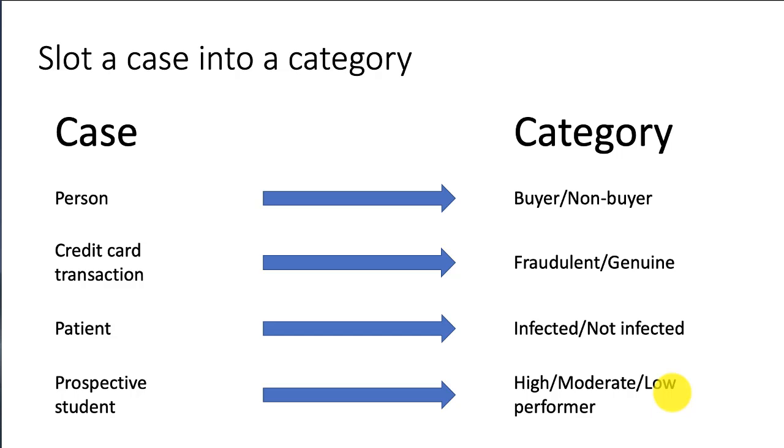So I just threw in this last example mainly to indicate that you don't necessarily need to have only 2 classes. You could have more classes than 2. I just showed an example of 3.